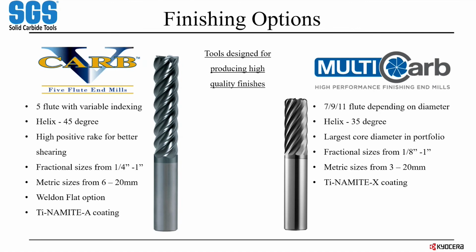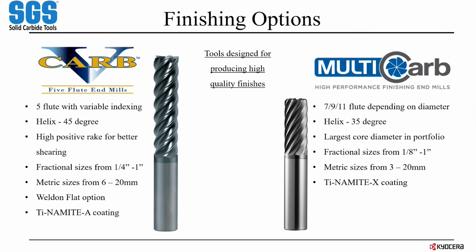The other options are multi-carb. This is, again, a dedicated finishing tool. 7, 9, or 11 flutes, depending on what your diameter is. So as we get larger, up to that 11 flute count, we can get some really good rates out of it, even at really light finishes. Very helpful as far as productivity goes.